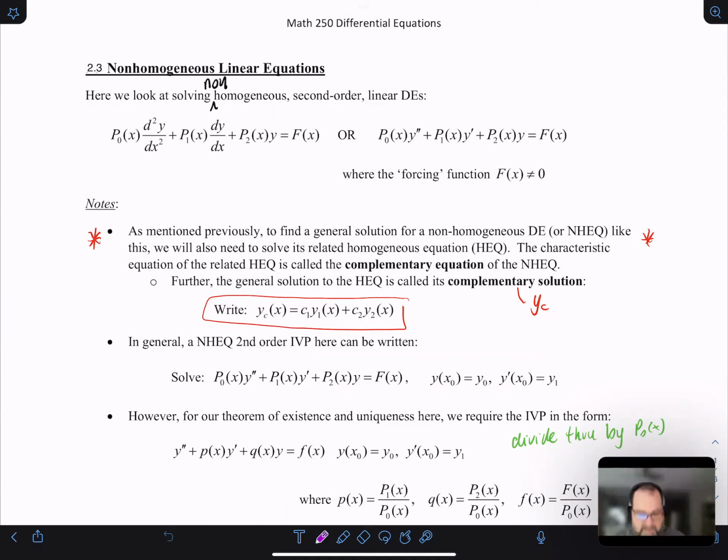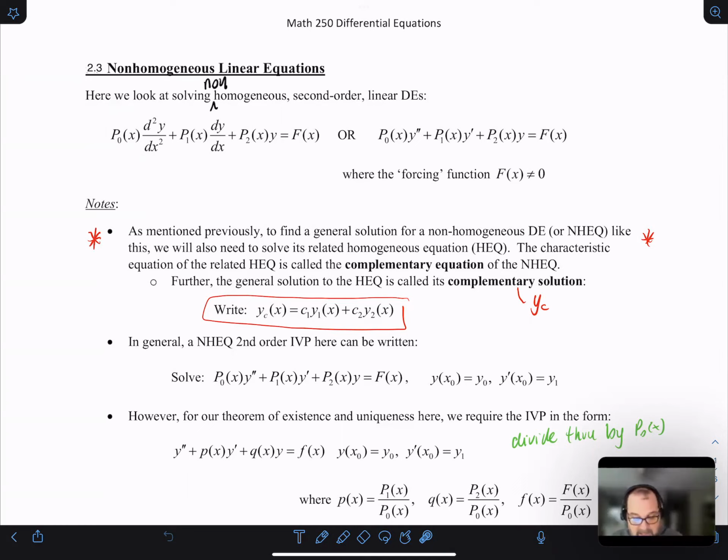So in this section, we're going to be looking, at least starting to look at, how to solve non-homogeneous linear equations. In the previous section, we were looking at homogeneous linear equations, and we will need that information and that ability to solve homogeneous linear equations here as well. But we're going to start looking at the approach to solving something that is non-homogeneous.